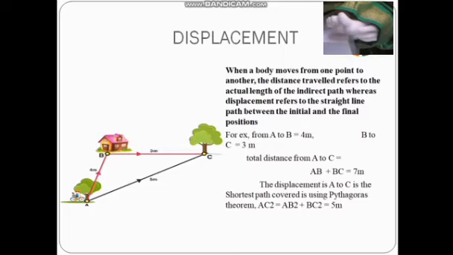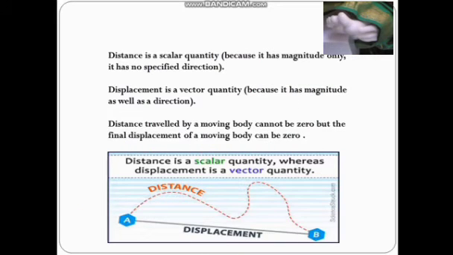If the body reaches back to its initial position, then the displacement of the body is 0. This happens when an athlete takes a round of a circular field of radius r. If he completes one round, his displacement is 0 as he reached his initial position. Even though he covered the distance of the circumference, his displacement is 0.